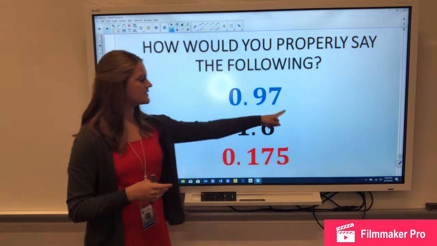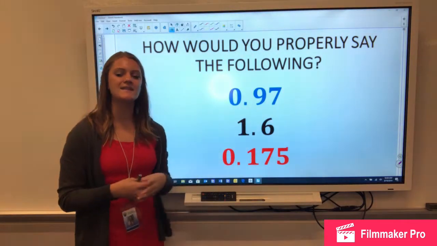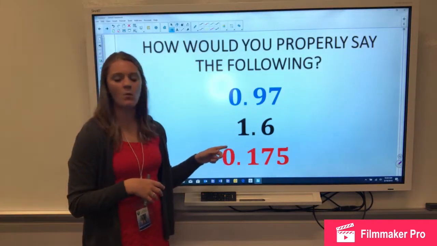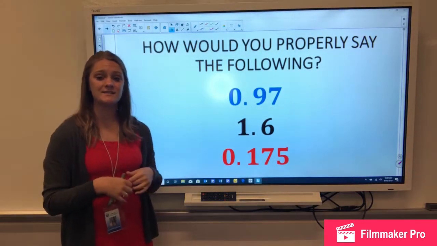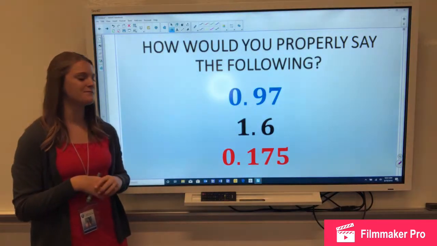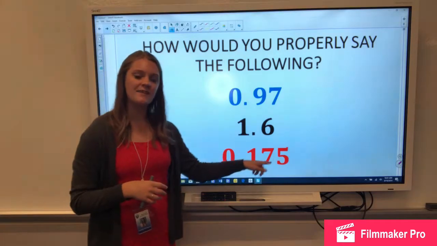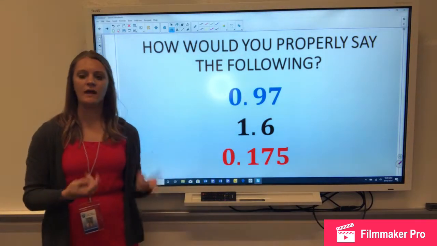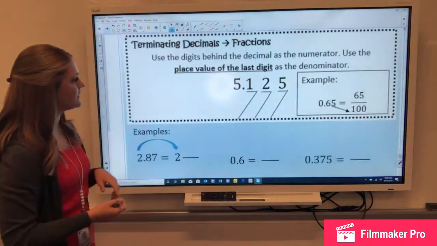So let's look at this decimal. I wouldn't say 0.97, I would say 97 hundredths. All right, think about how you'd say this right here, not 1.6. You would properly say 1 6/10. All right, this last one might be a little tricky to think about, but give it a second. You would properly pronounce this decimal 175 thousandths. So notice we said that place value without even realizing it. So now let's use our notes and apply that understanding.